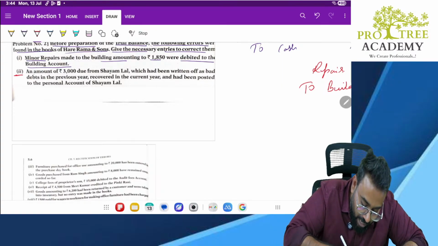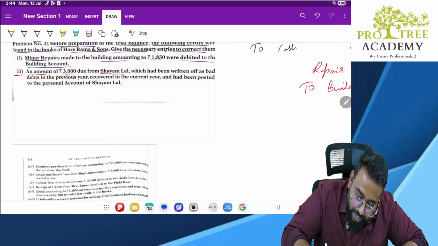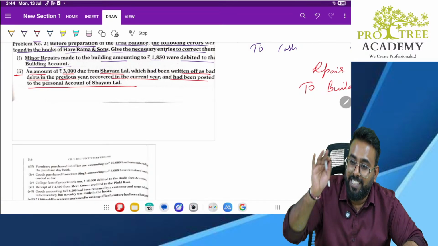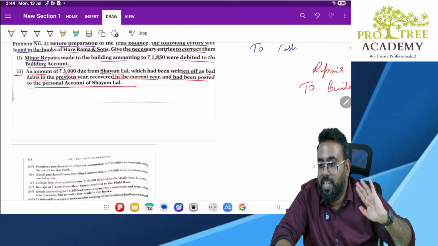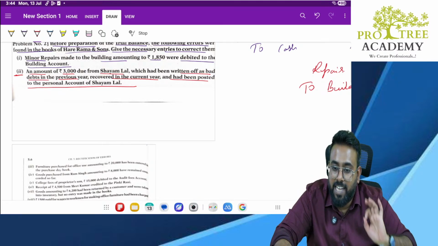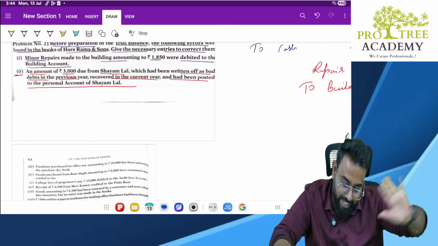Second, an amount of 3,000 due from Shamlal, which had been written off as bad debts in the previous year, was recovered in the current year and had been posted to the personal account of Shamlal. Don't worry. Let's break the question down. First, what is the question? Shamlal went bonkers. Bad debts. Correct? Okay.